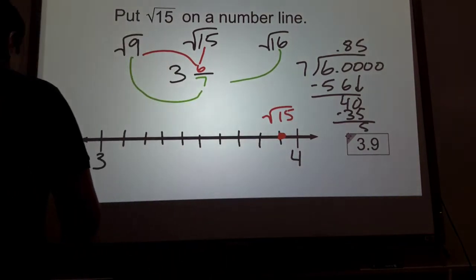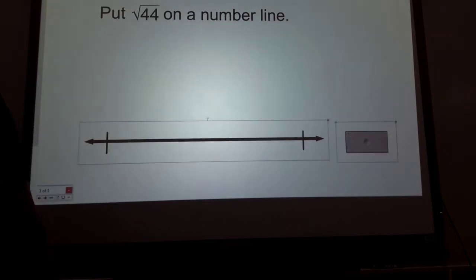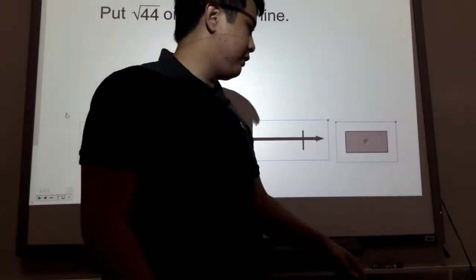So, let's try another one. We're going to put the square root of 44 on a number line.